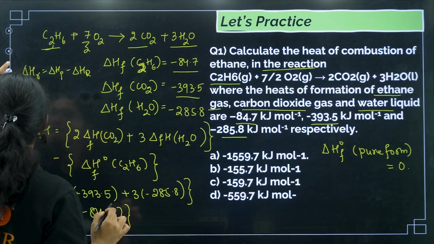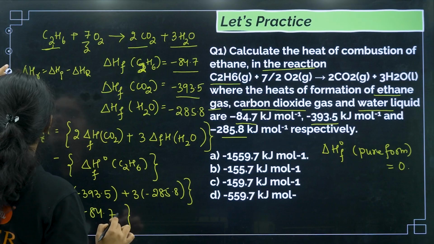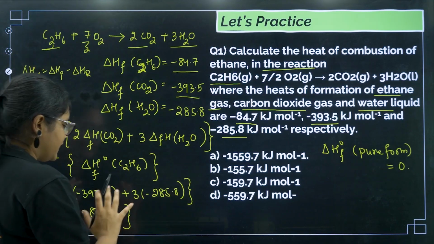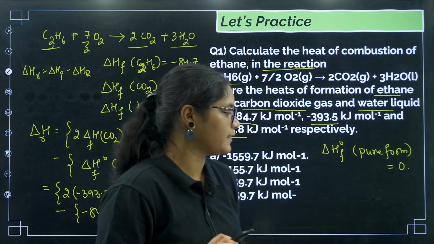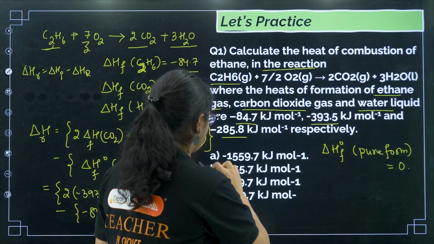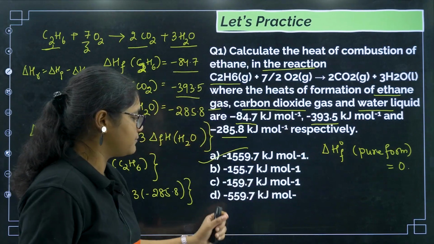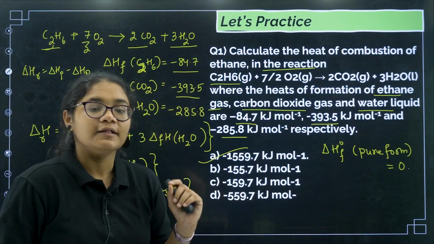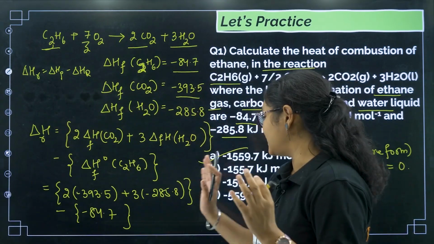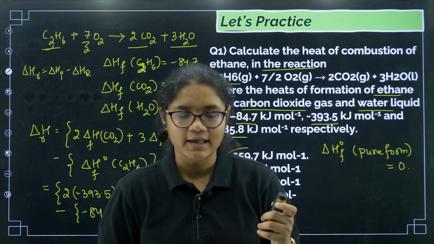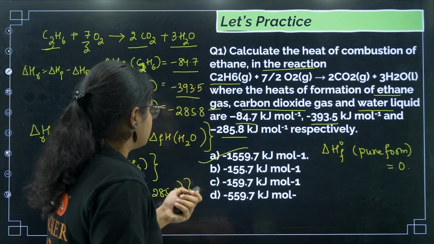Okay, this is done. Now if you solve this numerical value, you will find that the answer will be somewhere around minus 1559.7 kilojoule per mole. That tells you that if you burn 1 mole of ethane gas, this much energy will be produced. Okay, fine. So enthalpy of combustion done.